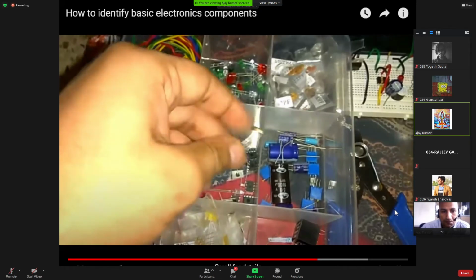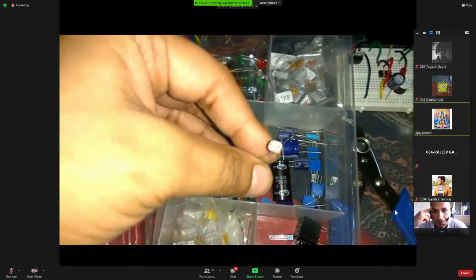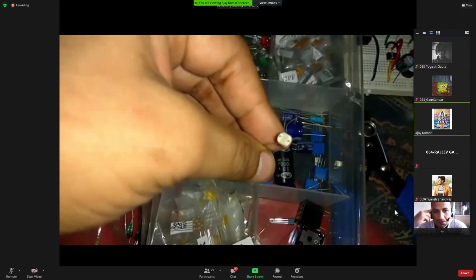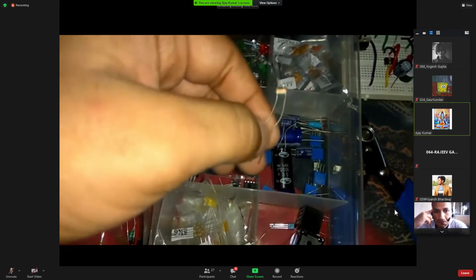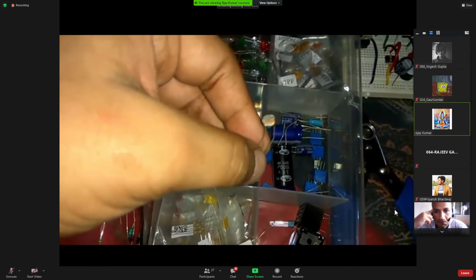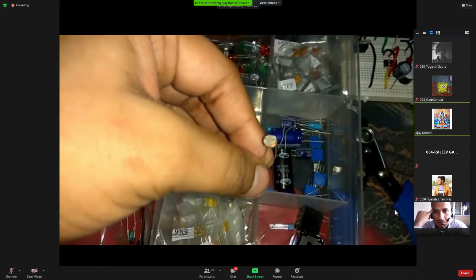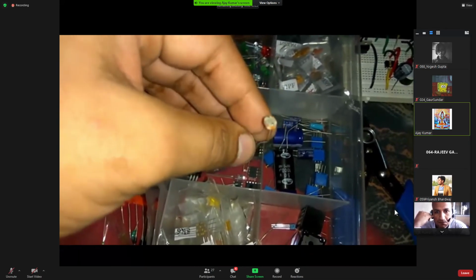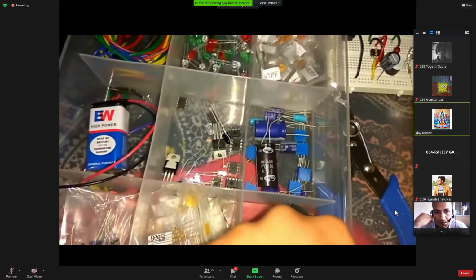Next component. This is an LDR, light dependent resistor, a type of resistor which depends on light. When the light is on, its resistance goes low, and when the light is off, its resistance goes high. So it is used for switching in a number of circuits by using light. I'm going to tell you about LDR in depth in one of the next reviews. So let's move toward the next component.